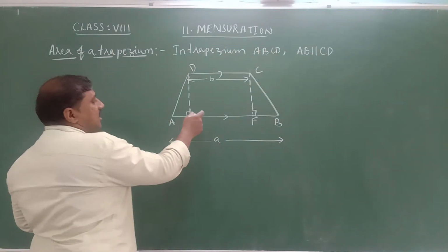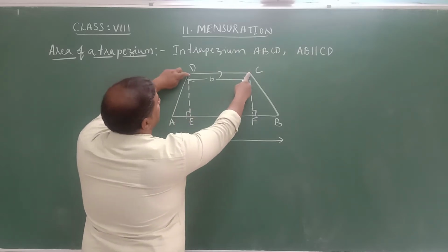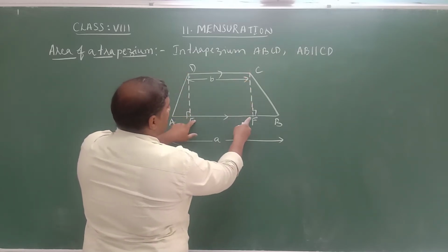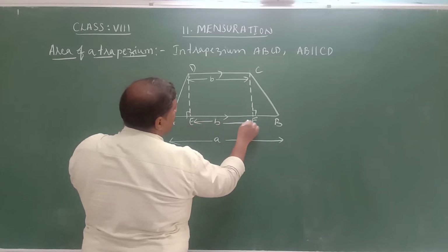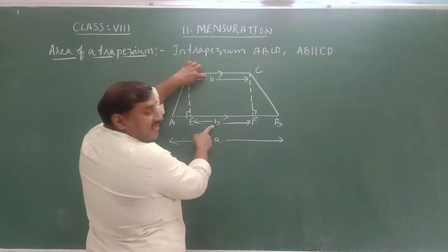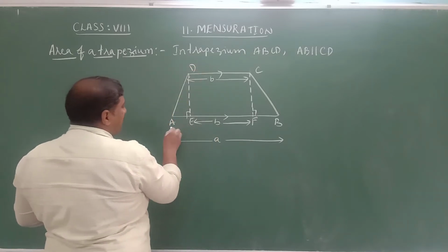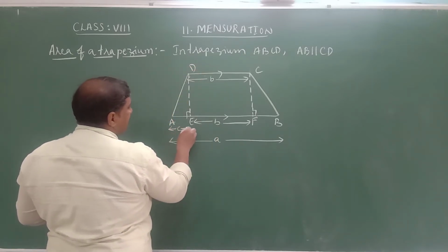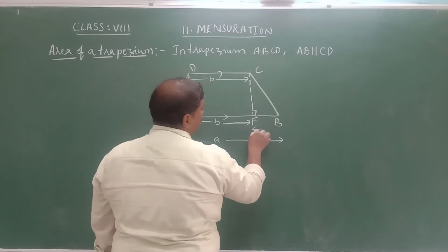So then how much is the rectangle? Opposite sides are equal. That is, length of CD is equal to length of EF. Therefore this length is equal to how much? B units. This is B units and this is also B units. Now let us take length of AE as C units, and length of BF as D units.